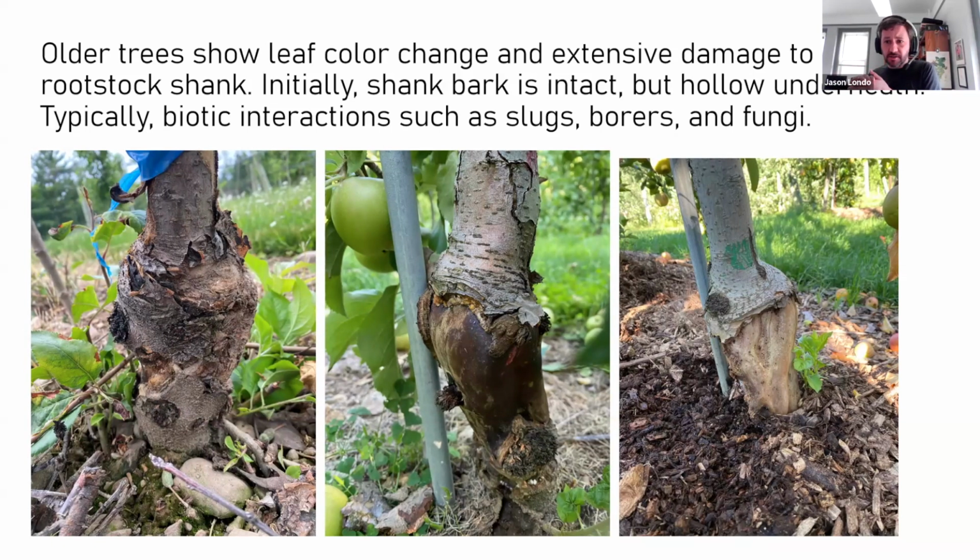Often underneath these chunks of bark, there are a lot of biotic pests and pathogens, a lot of fungi, a lot of slugs. There's often a lot of sawdust from beetles and other borers. And so the tree is very compromised, and it seems that this rootstock shank is a point of weakness.